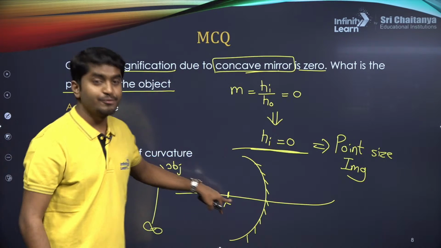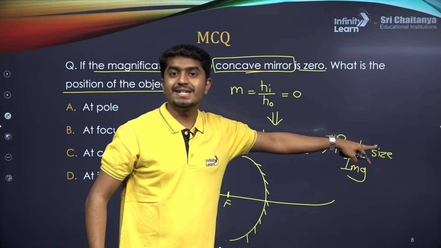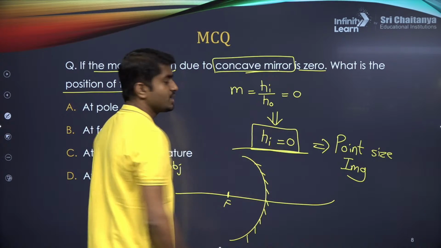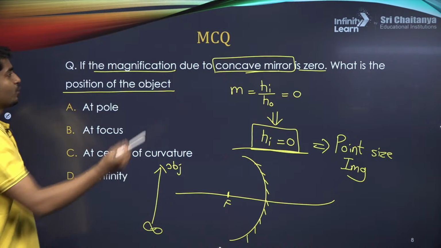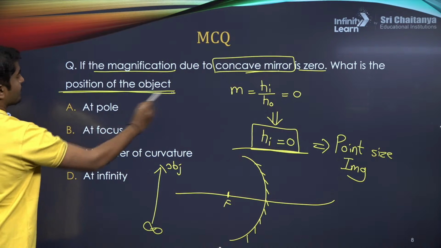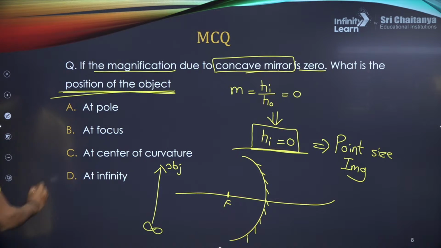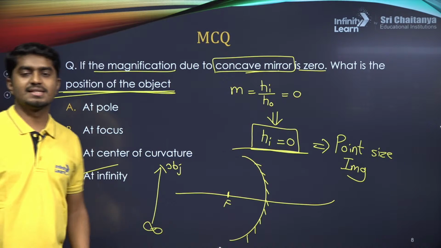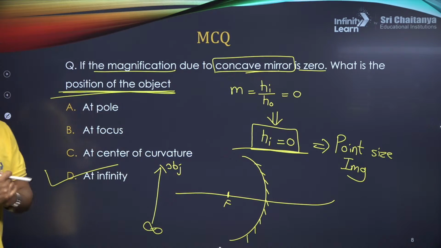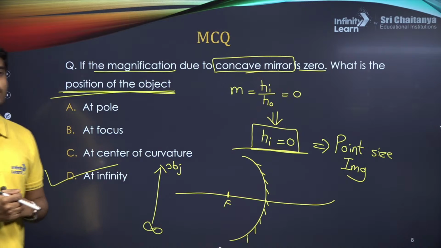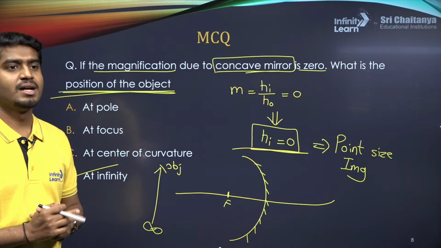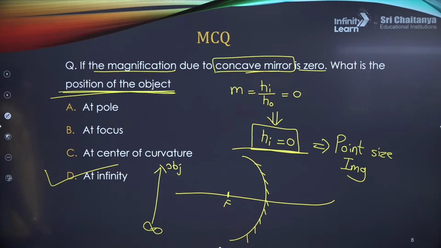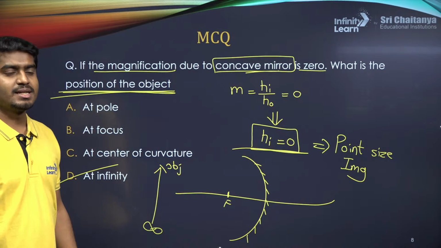Image will be at focus and it is a point size. That is the meaning of height of image is equal to 0. So what is the position of the object? Object will be at infinity. That is the right answer. Clear? Easy hai? Nice. Santosh, Kalpana, Krishna, Ashu, Shweta, awesome. Let's solve few more questions. Yes, correct.